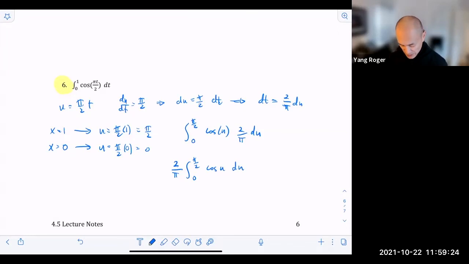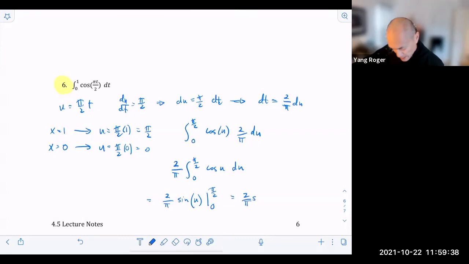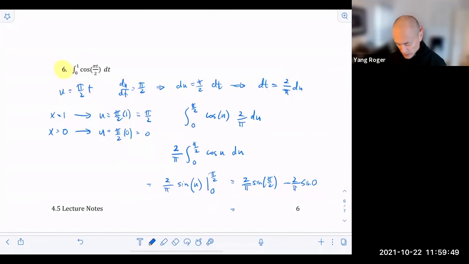The antiderivative of cosine is sine. u from 0 to pi over 2. We do not switch back to x. So this gives us 2 over pi sine of pi over 2 minus 2 over pi sine of 0. Sine of pi over 2 is 1. So that's going to be 2 over pi. And sine of 0 is 0. So your answer is just 2 over pi.